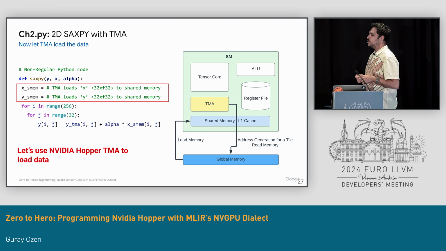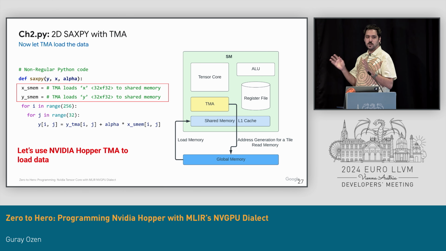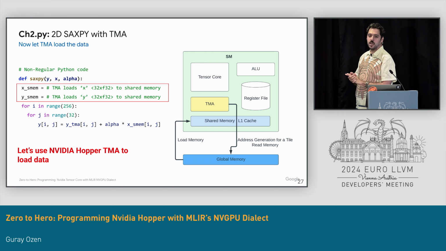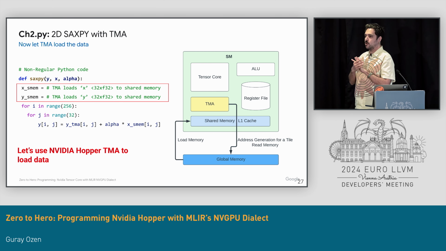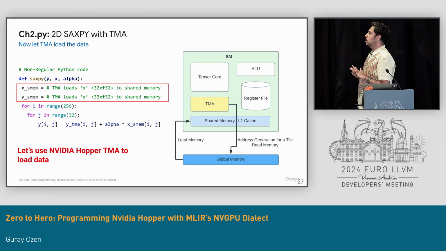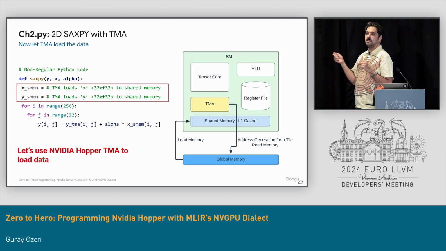Okay, so now chapter 2, let's go on the Hopper. Now we know everything: how does DSL work, how MLIR works, how we can generate the MLIR ops from Python. Let's do the Hopper work. Let's do SAXPY, but let's do SAXPY with TMA.